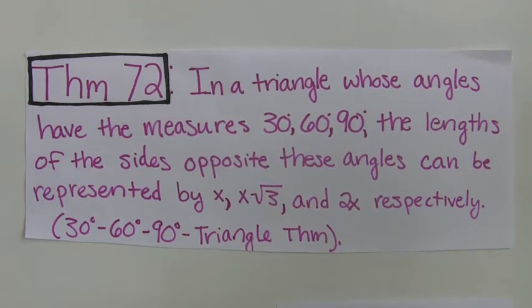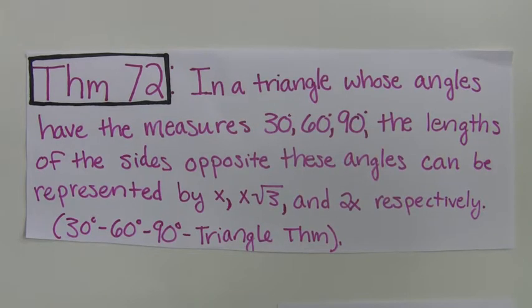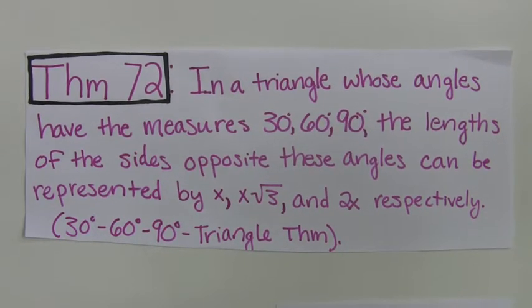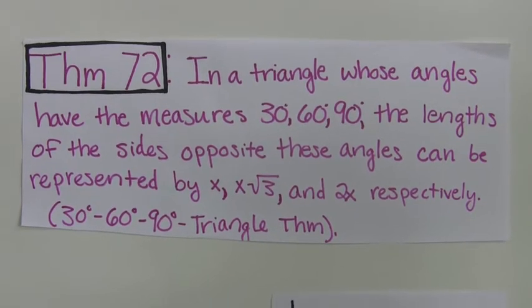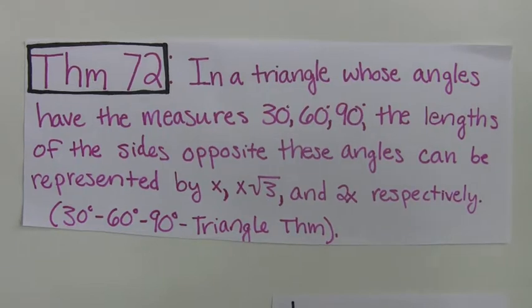In a triangle whose angles have the measures of 30, 60, and 90, the lengths of the sides opposite these angles can be represented by x, x root 3, and 2x respectively. This is the 30-60-90 triangle theorem.